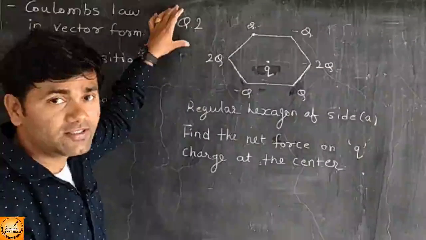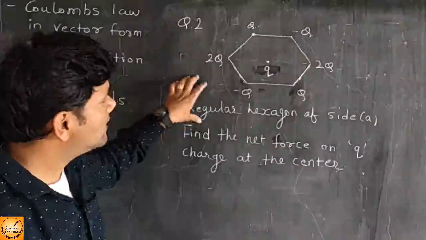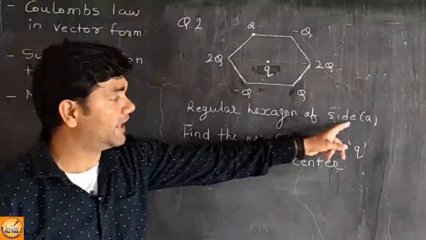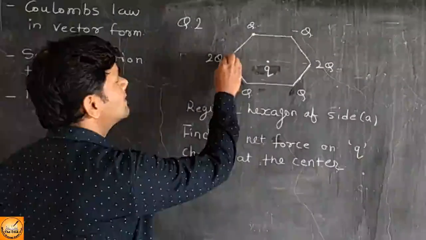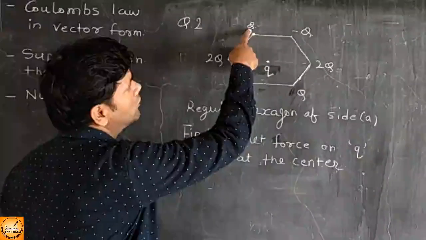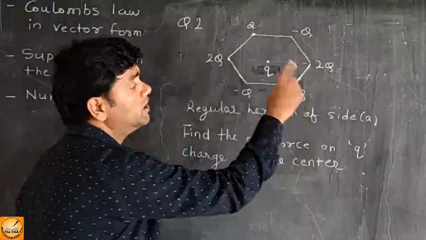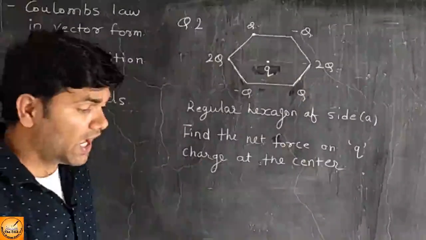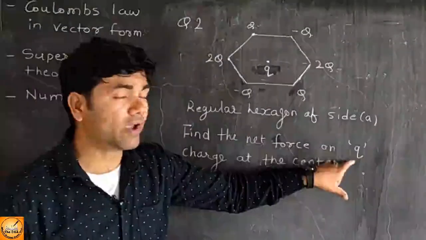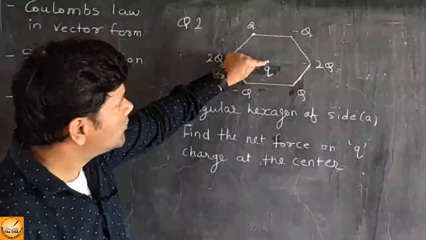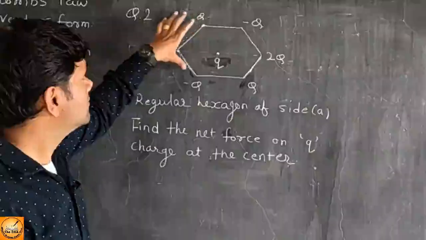Guys, let's start with the second question. There is a regular hexagon of side A. On the vertices of this hexagon there are certain charges kept. Here Q charge, here minus Q charge, here 2Q charge, here 2Q charge, here minus Q, here plus Q charge, right? And what we need to find out? We need to find out the net force which is going to act on the small q charge which is situated at the center of the hexagon.